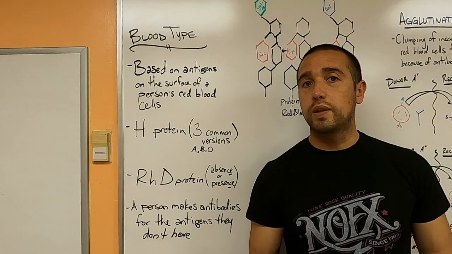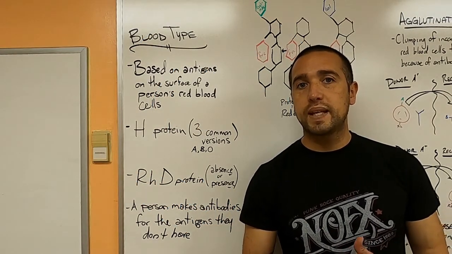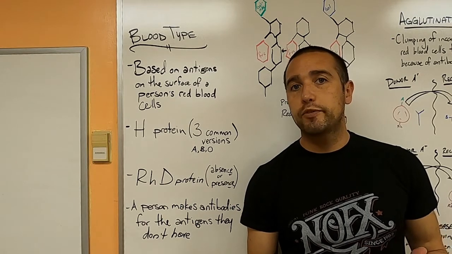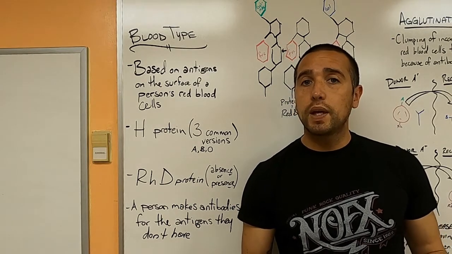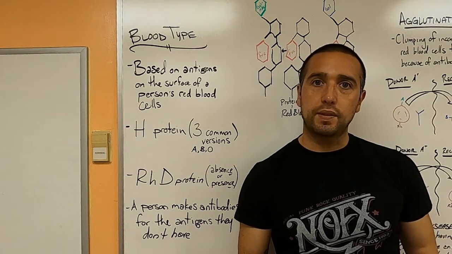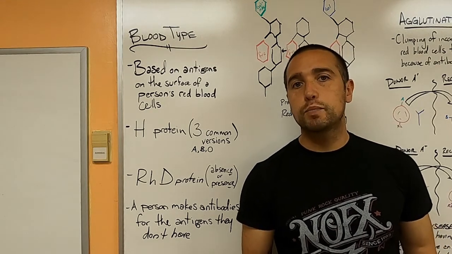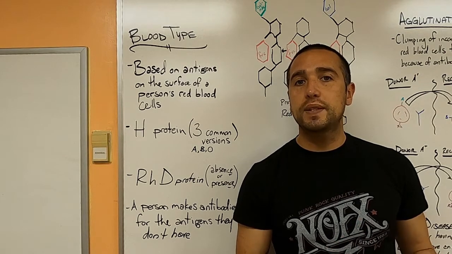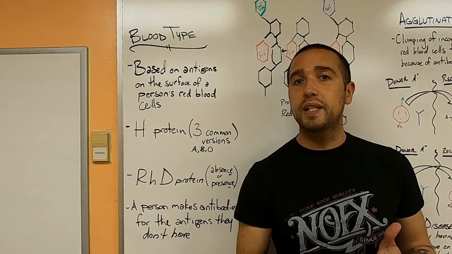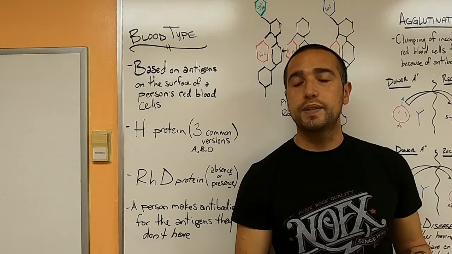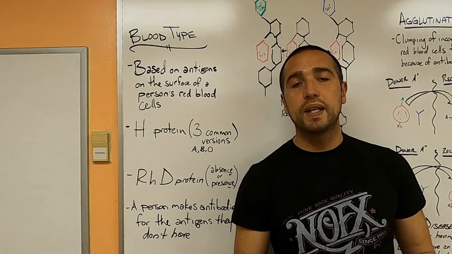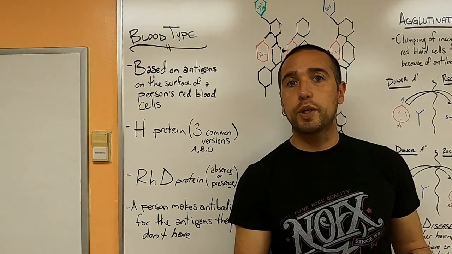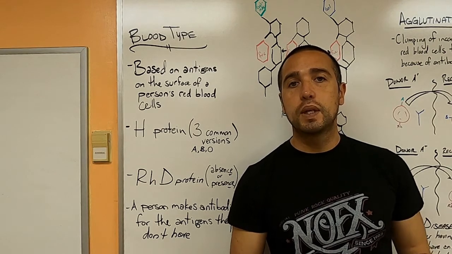So the main idea with blood type is that on the surface of people's red blood cells, we have a number of proteins. And those proteins put into another person have the potential to cause that person's immune system to generate antibodies. Because of that, those proteins that can generate antibodies in another person are called antigens.